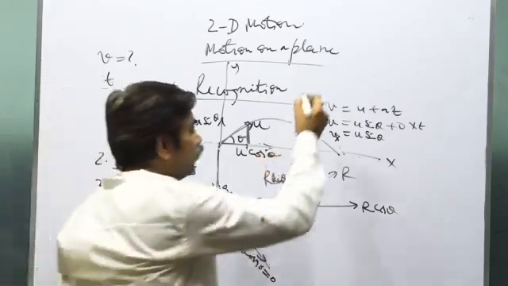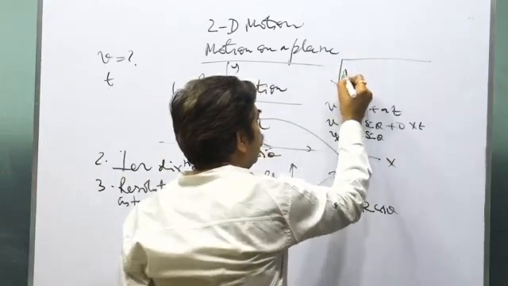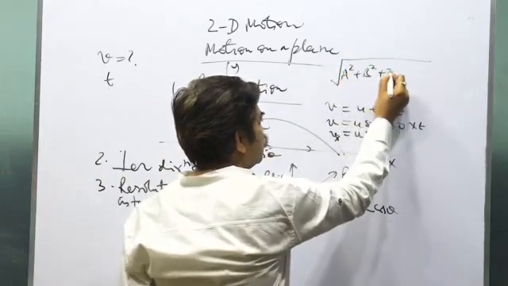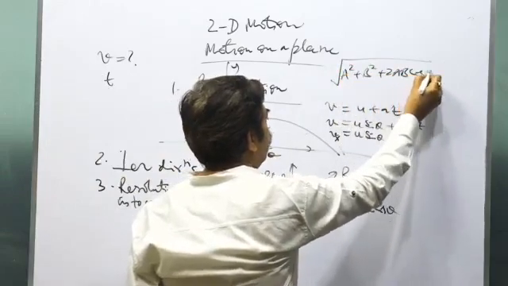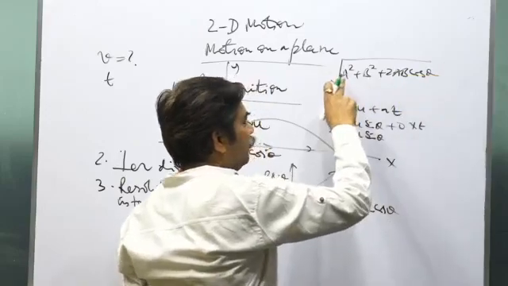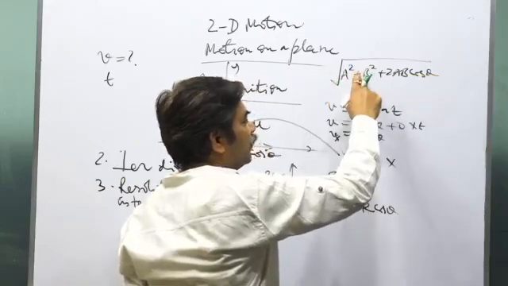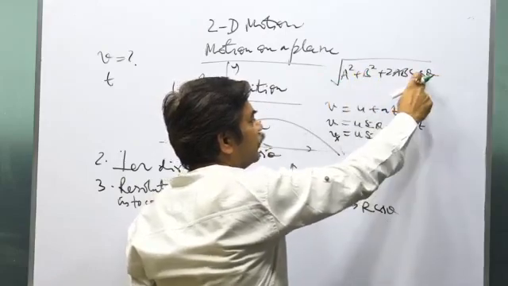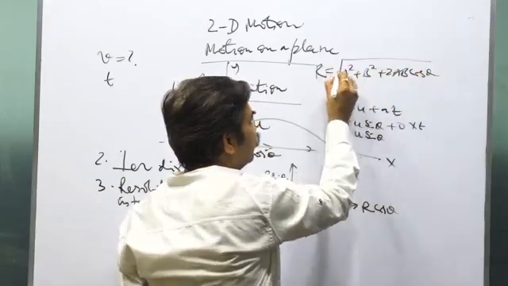The resultant of the two vectors is what? It is the square root of a square plus b square plus twice ab cos theta. There are two vectors. The magnitude of one vector is a, the magnitude of the other vector is b. And the angle between the two vectors is what? Theta. Then the resultant of the two vectors is this.